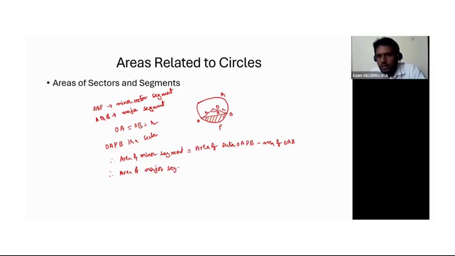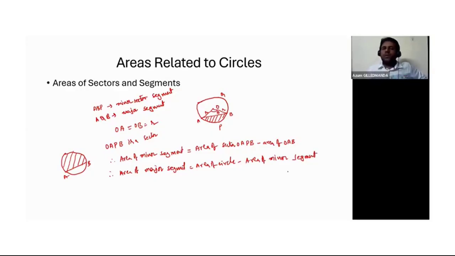So what does the major segment mean? See, if this is the circle and this is the chord AB and this is the minor segment, then this is your major segment, right? The above shaded area. So what is this area? The total circle area minus the minor segment area. I can do that, right? So that is the area of the circle minus the area of the minor segment. Understood? We'll see a few problems, then you will understand how to find that area for the minor and major segments.